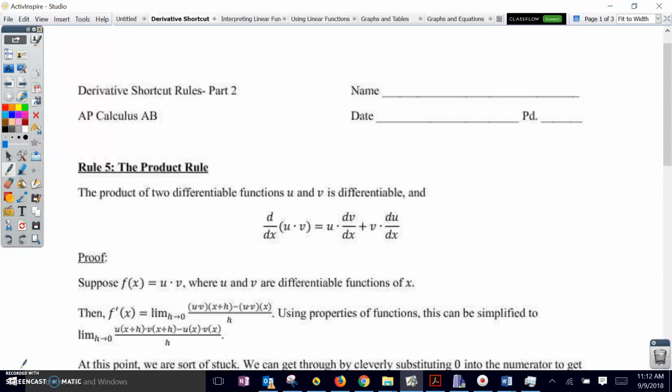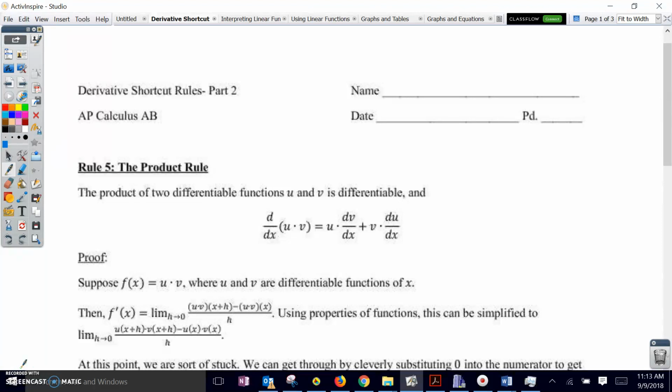The product of two differentiable functions u and v is differentiable, and the derivative with respect to x of the quantity u times v is equal to u times the derivative of v with respect to x plus v times the derivative of u with respect to x. In shorthand, the derivative of u times v is u dv plus v du. And so we take each individual function times the derivative of the other when we apply the product rule.